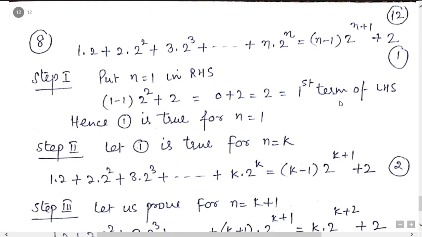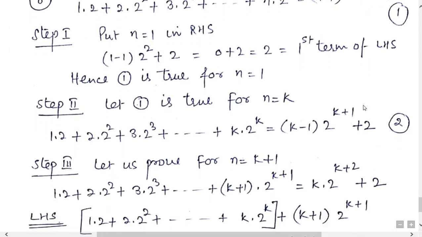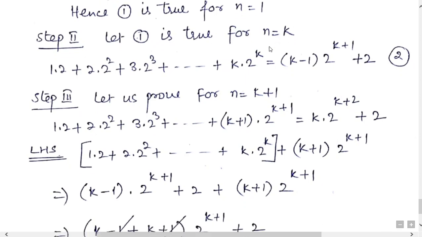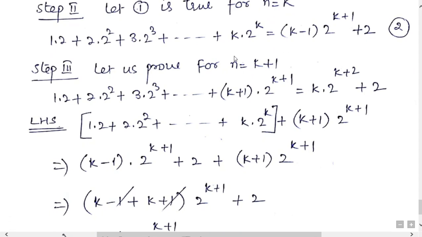Question number 8. It's again on the same pattern. In the first step, insert n is equal to 1. The answer is 0 plus 2. It means it matches with the first value on the left hand side. Then assume statement number 1 is true for n is equal to k. Then try to prove for n is equal to k plus 1.